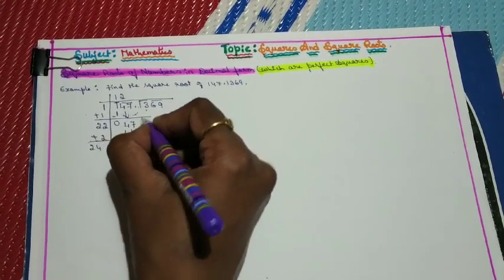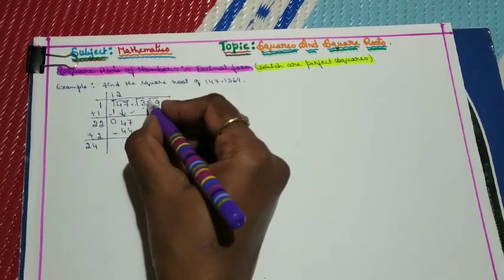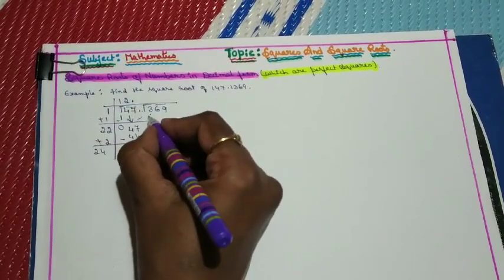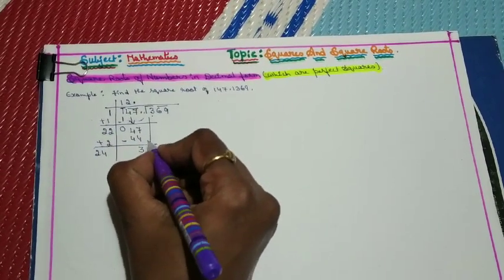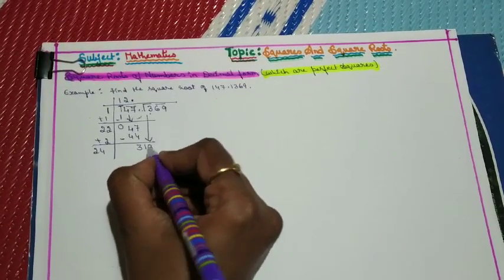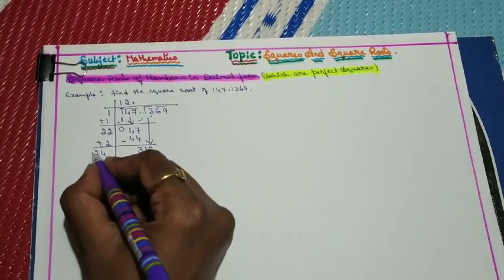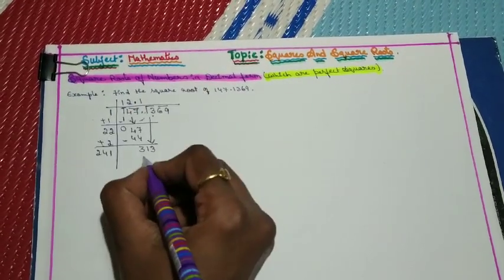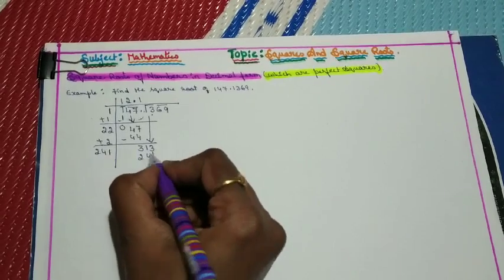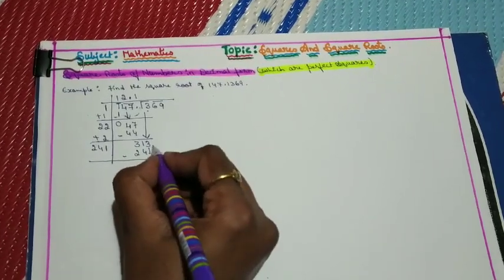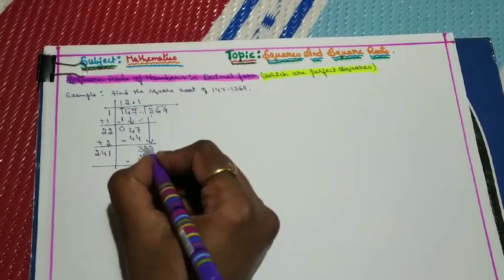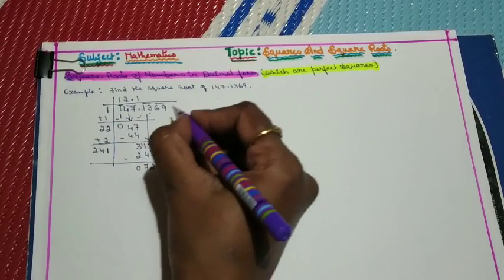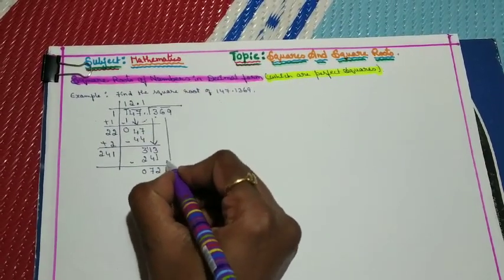Clear? Next, when we go to the decimal part, there is a point. That point you place in the quotient. Then, as usual, bring the period down. So it becomes 313. This 2 is in the 100 place. So 241 ones are 241. Subtract. 3 minus 1 is 2. 11 minus 4 is 7. So here remains 0.